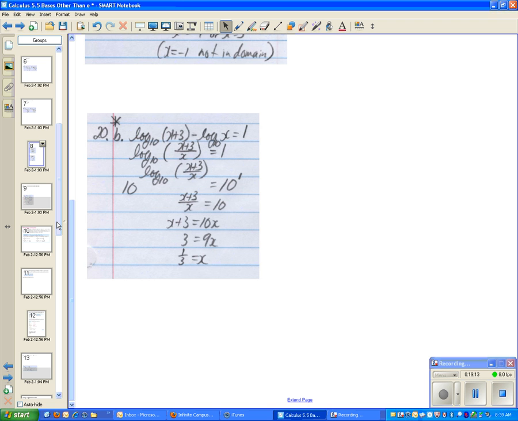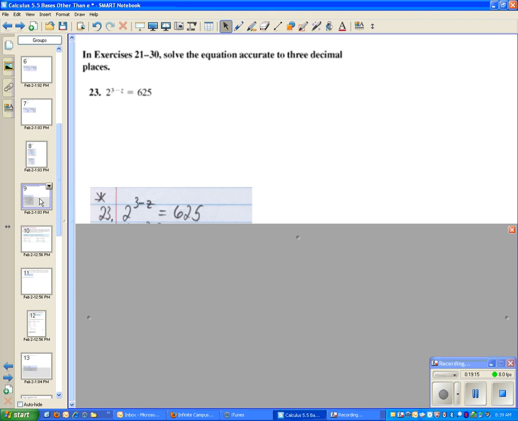All right, let's give 23 a try. Solve the equation accurate to 3 decimal places. So we're going to use our calculator this time. We have 2 to the 3 minus z equals 625. Now, in the last 2 examples, we exponentiated both sides so that we got rid of the logarithm in the equation, so that we ended up with a normal kind of equation with no logarithms in it. Well, this time, we've got an exponential function.